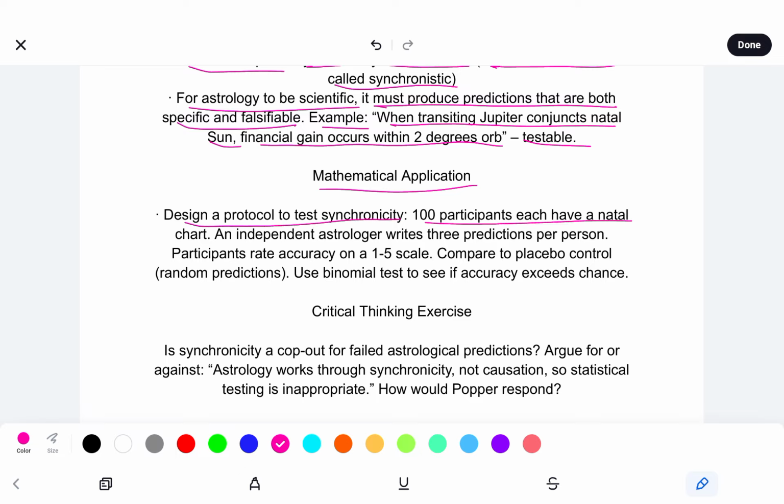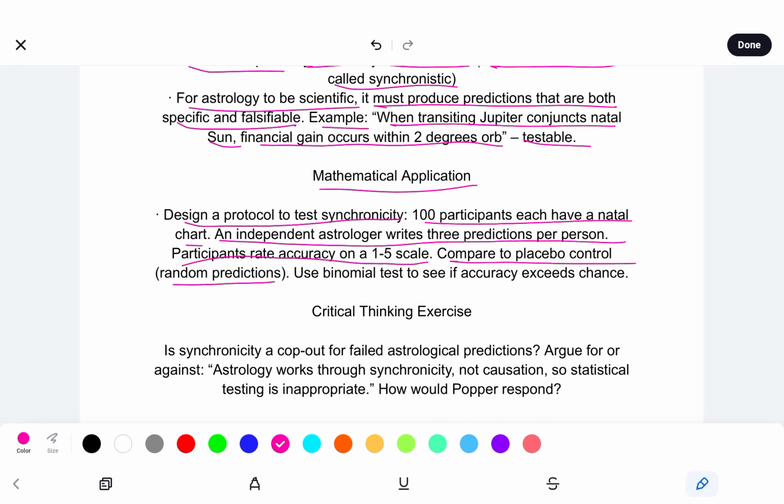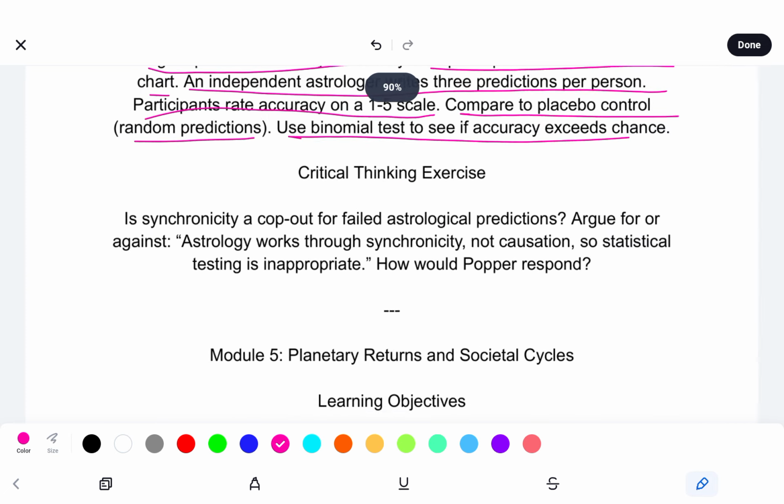We have our MA: design a protocol to test synchronicity. 100 participants each have a natal chart. An independent astrologer writes 3 predictions per person. Participants rate accuracy on a 1 through 5 scale, compared to a placebo control of random predictions. Use a binomial test to see if accuracy exceeds chance.